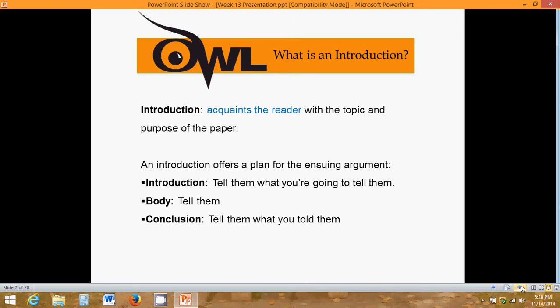In the same way, in an essay, the introduction and the conclusion should make the point and the purpose of the paper clear, and the conclusion should reiterate that purpose. And the body of the paper is really meant to expand upon those ideas and really prove that point of view.